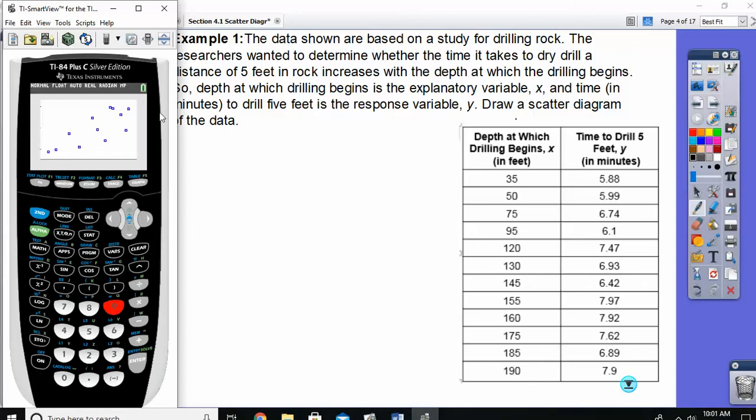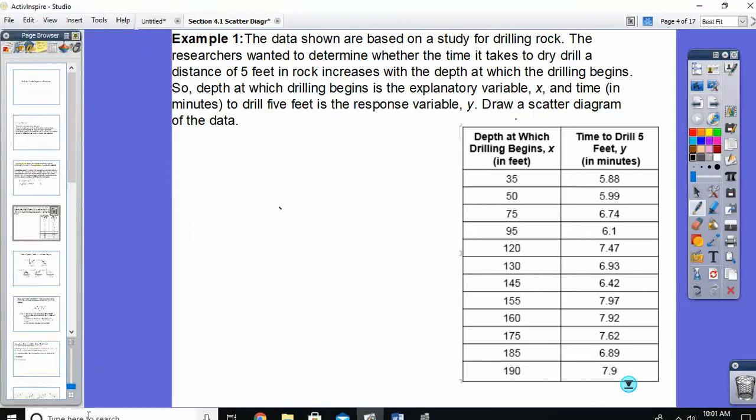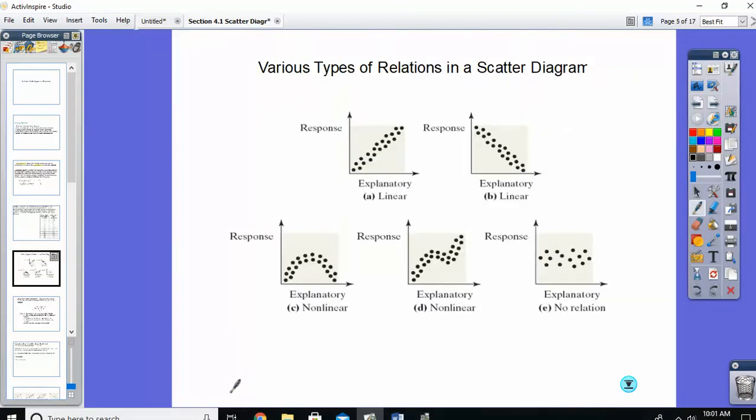Then we can talk about this correlation here. We can have positive and negative correlation. We can have strong and weak correlation. We are focusing on linear right now. So these first two, the top two, these are both just linear. The first one would be positive or negative? Positive because it's increasing. The second one is a negative.